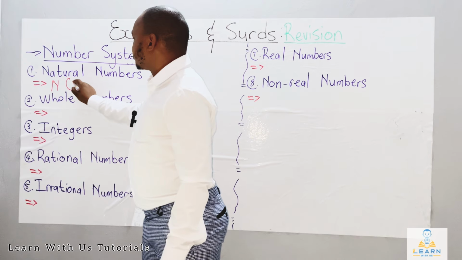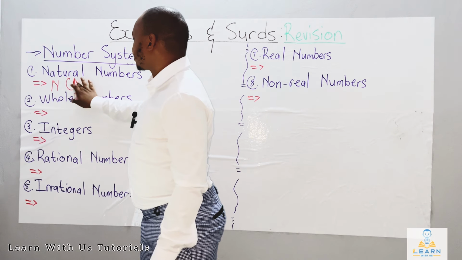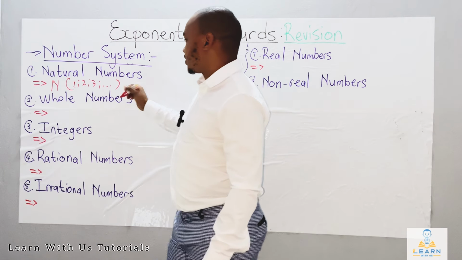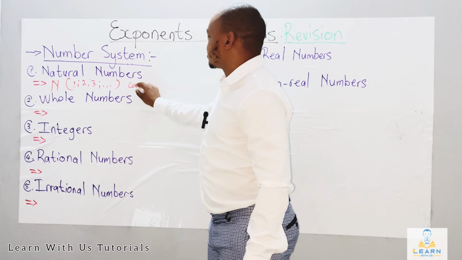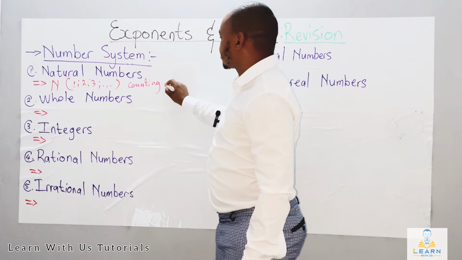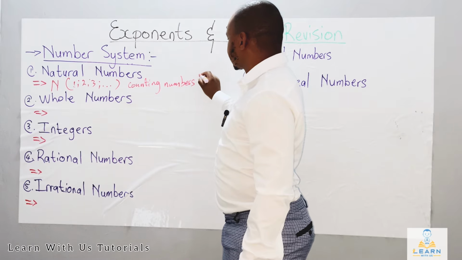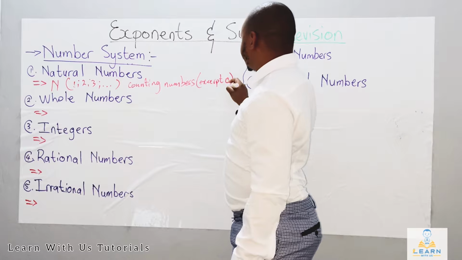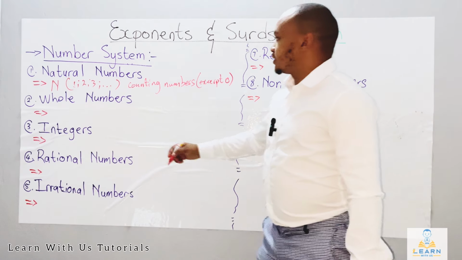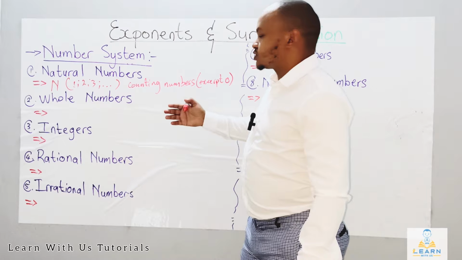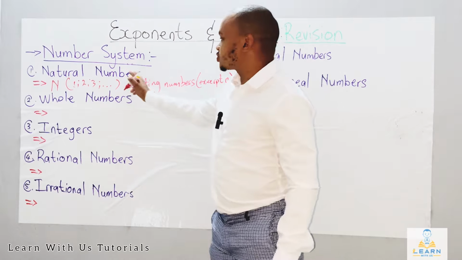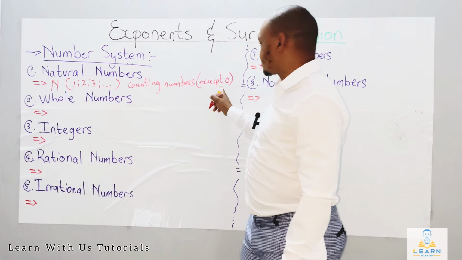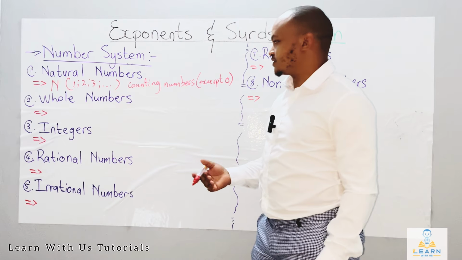So it's 1, 2, 3, and so on. Let's just say counting numbers except 0. Some would even go to an extent whereby they just say natural numbers are whole numbers except 0, or without a 0. That's what they would say.